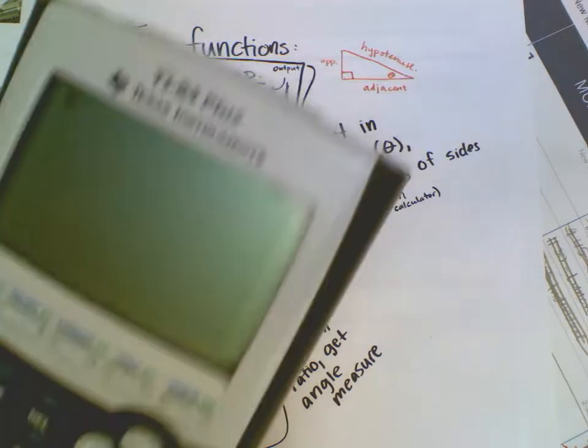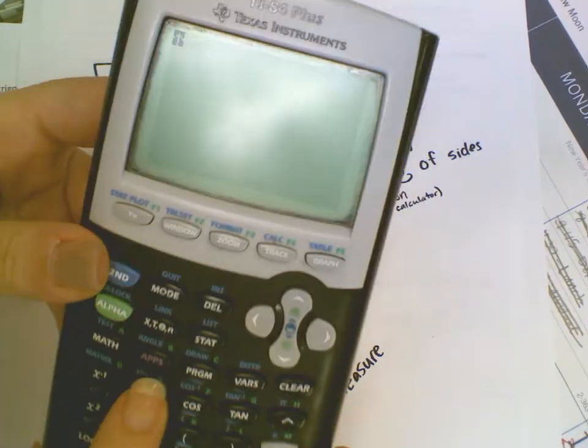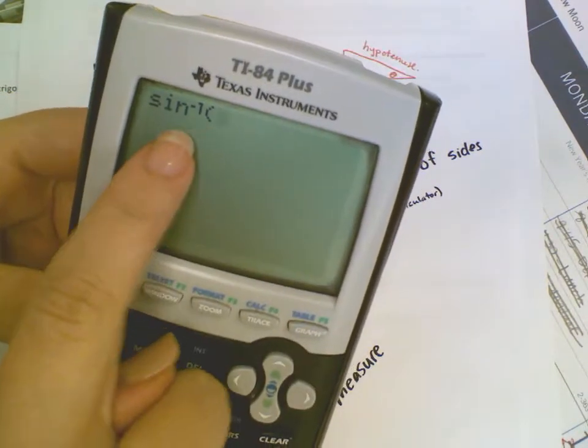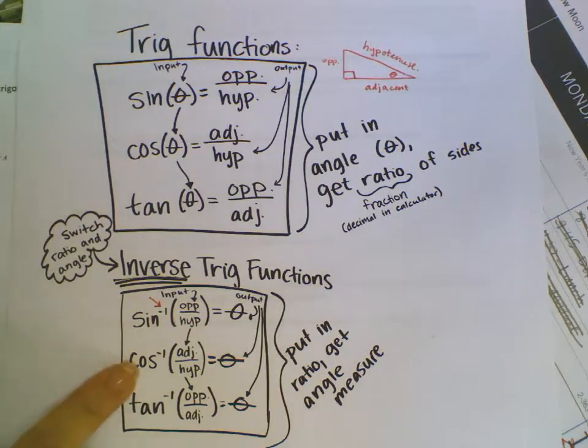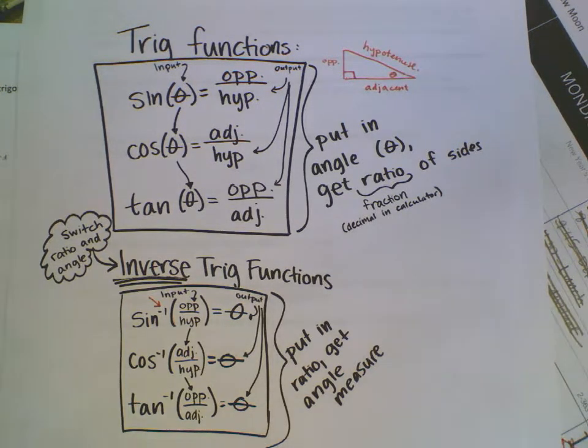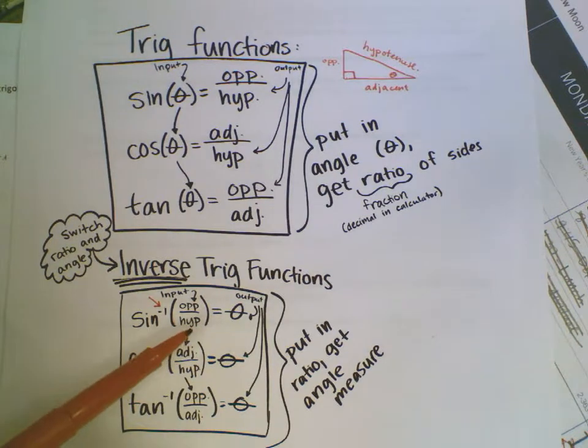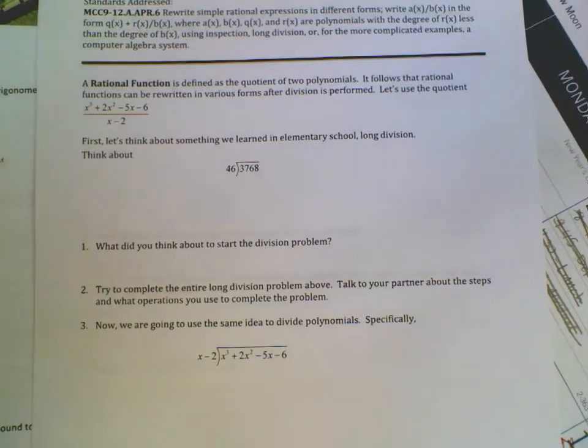All right, so also when you click that, it will be written the way it's written here. So we can find out or solve for missing angles if we know some side lengths. And I'll show you that going over your homework from the other day.